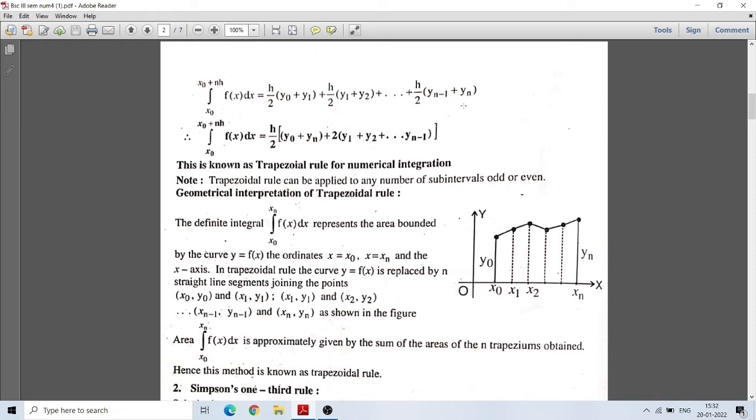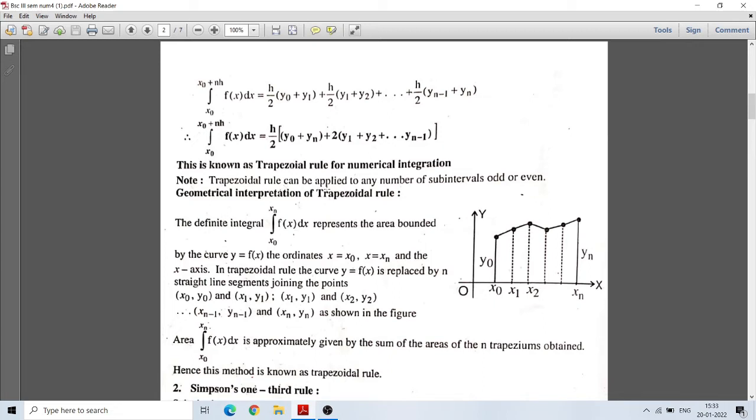Why are we writing these together? Because in the other terms, 2 is common. These two have no common factor. So the first term and last term are y naught plus yn, and h by 2 is common. What we have right here is 2 times y1 plus y2 and so on up to yn minus 1. So this formula is known as the trapezoidal rule for numerical integration.